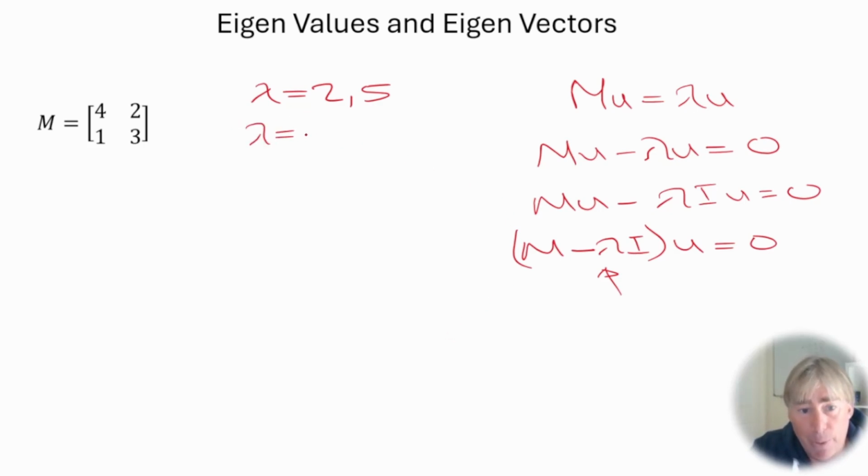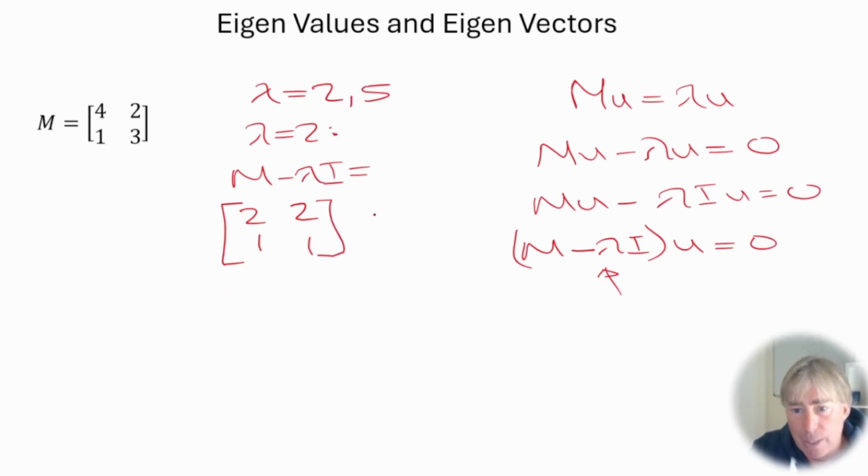So for example, we're going to start off with lambda equals 2. For that condition, the M minus lambda I matrix is going to end up becoming 4 minus 2, 2, and then 1, and then 3 minus 2. So we end up with a matrix that looks like this. And what we're basically saying is if we multiply it by u, and u is undetermined currently, but we established it was going to be some set of coordinates x, y, and we know that that's going to be equal to 0. So we go ahead and multiply that matrix out.